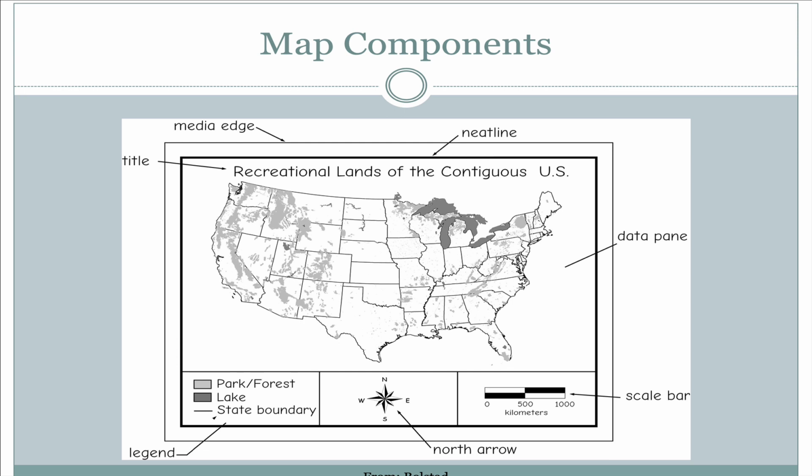There's also this idea of a neat line which goes around the various other map components, including the data pane, or we might call that the map frame in ArcGIS Pro, and that's where the map data is actually displayed.